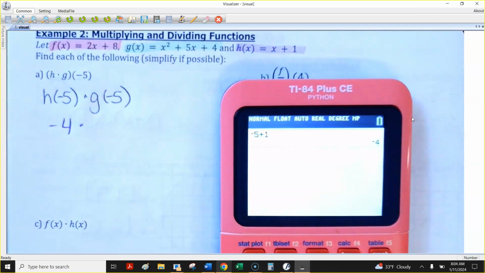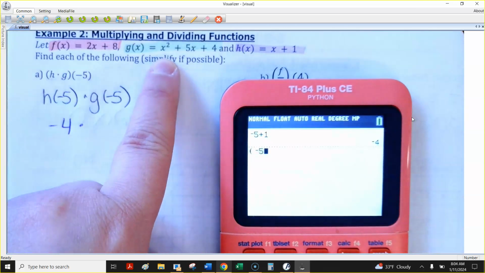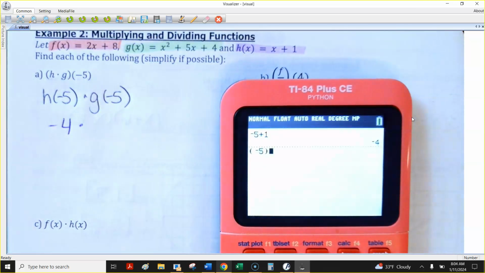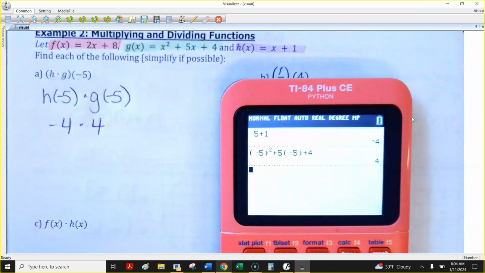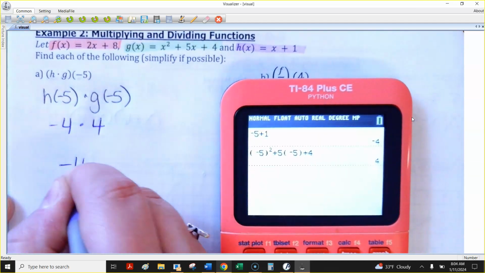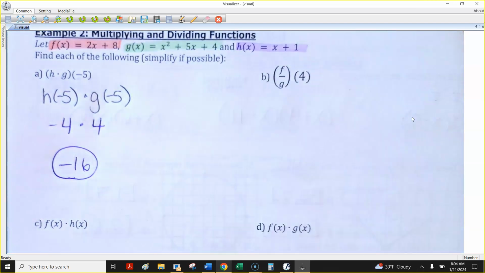G of negative 5. Okay, when you do this, very important, especially if you're plugging a negative number into a quadratic. So this is supposed to be x squared. So everywhere I see an x, I'm going to replace it with negative 5. Make sure you just put parentheses around that and put the squared on the outside. If you don't do that, the calculator will tell you negative 25, which is not correct. So just be careful with that. Then it'd be 5 times negative 5 and then plus 4. So this ends up being positive 4. And then all we got to do to answer the question is literally multiply those together. So negative 16 would be my final answer. It's not bad to do. Just make sure you're plugging it in the right function.